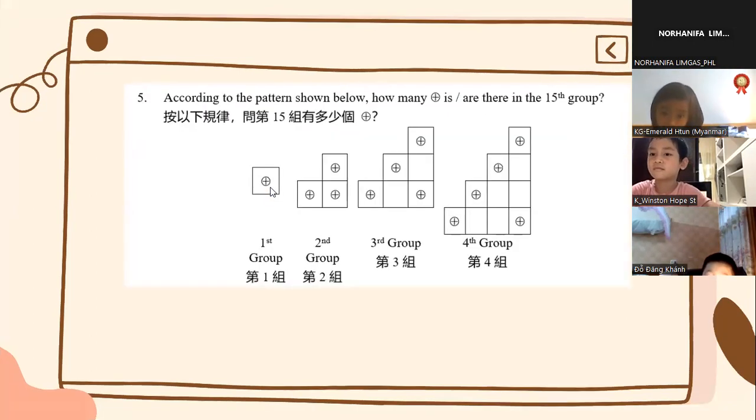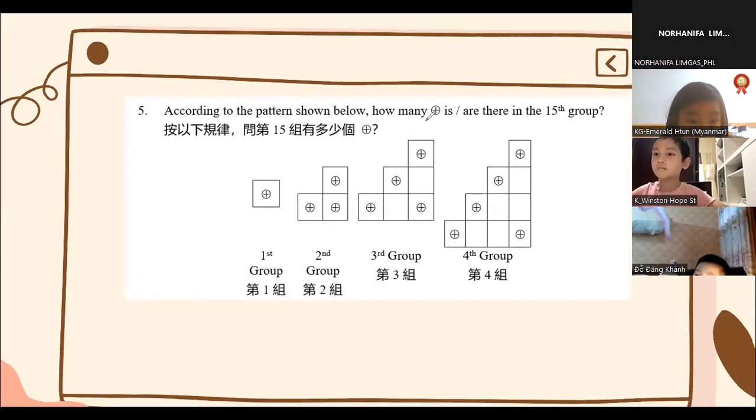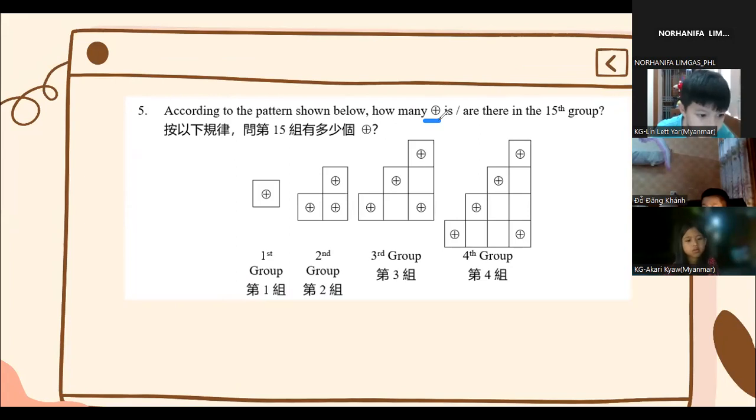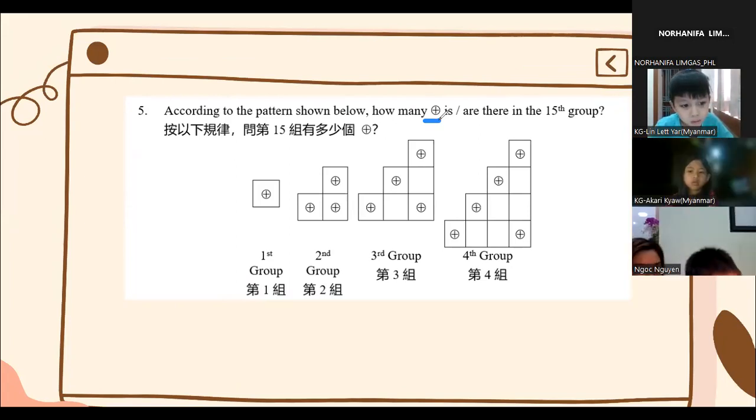For question number 5, according to the pattern shown below, how many of this certain figure right here are there in the 15th group? Okay, what would be your answer? What do you think is the answer there? 16. Okay, why 16? Because 15. You can answer this question. 16. How did you get the pattern?